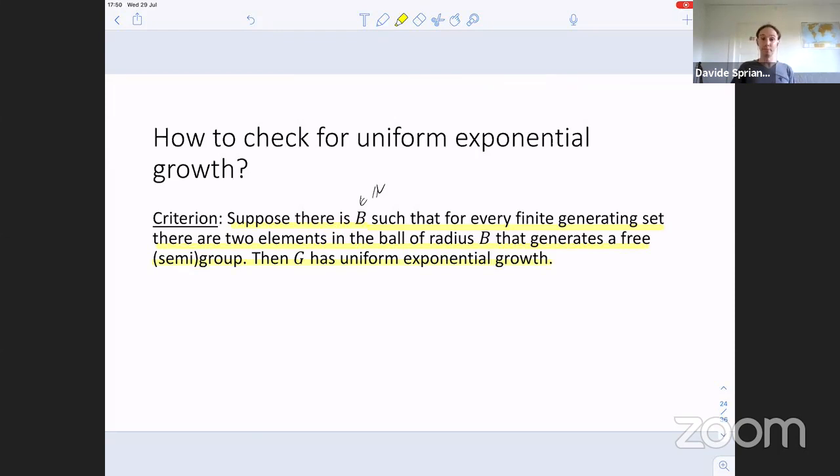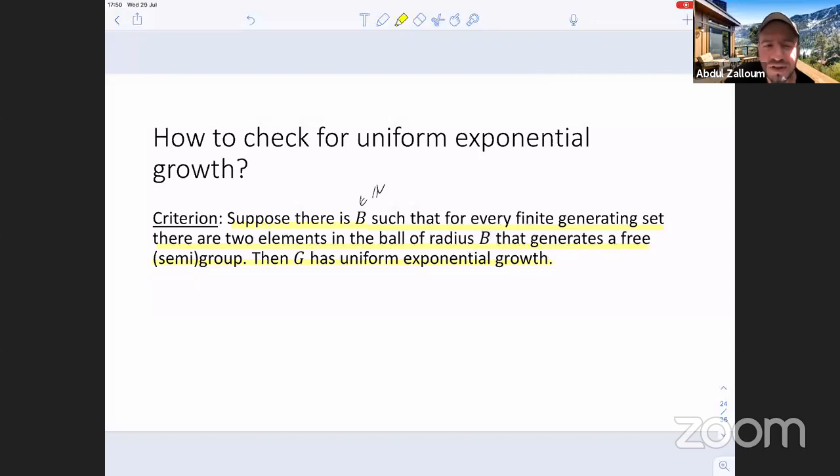So what does it mean? I give you a number B. Now you choose your favorite generating set, you give it back to me. So I look at the ball of radius B in this generating set, and I must be able to find two elements that generate a free semigroup. If I can do this, if I can find generators of a semigroup fast, efficiently, then I have uniform exponential growth.